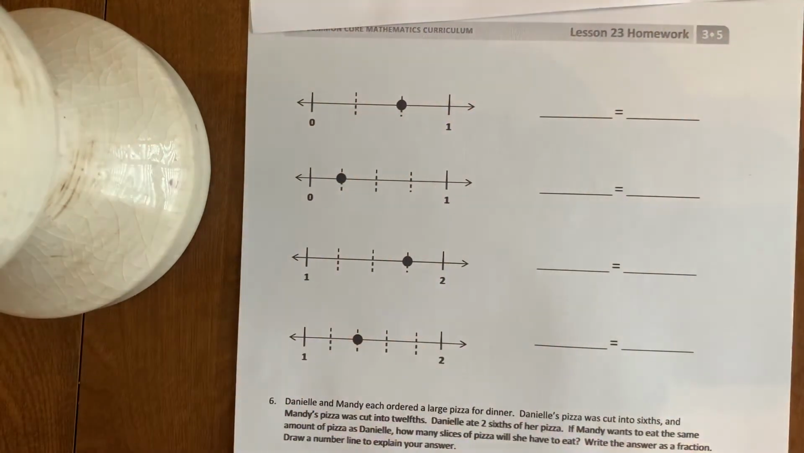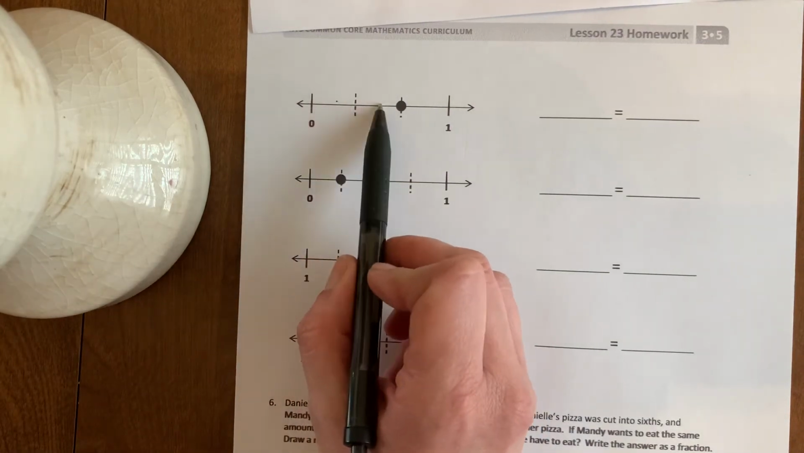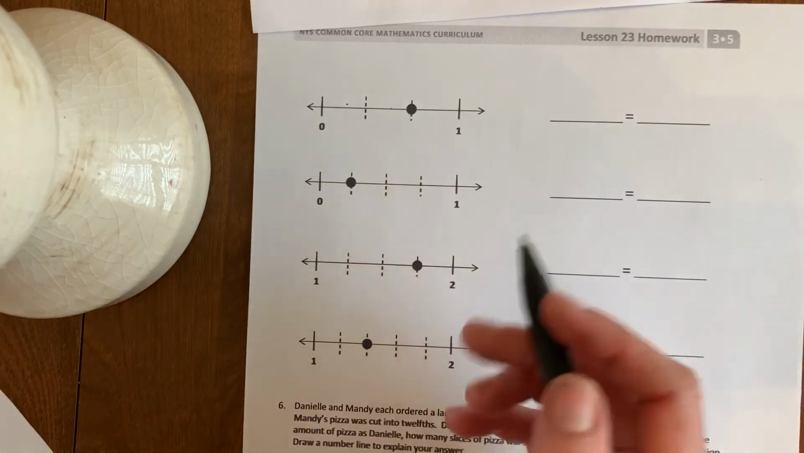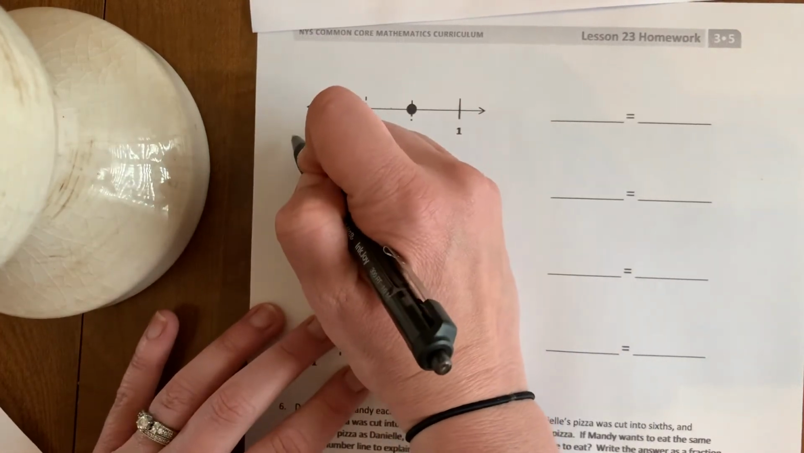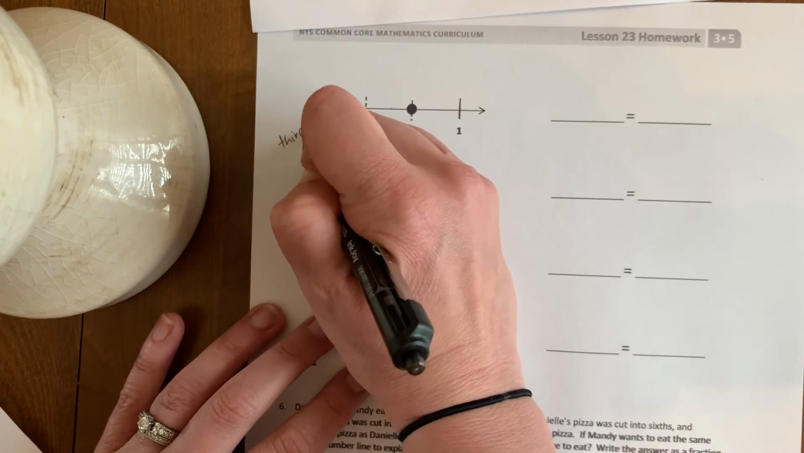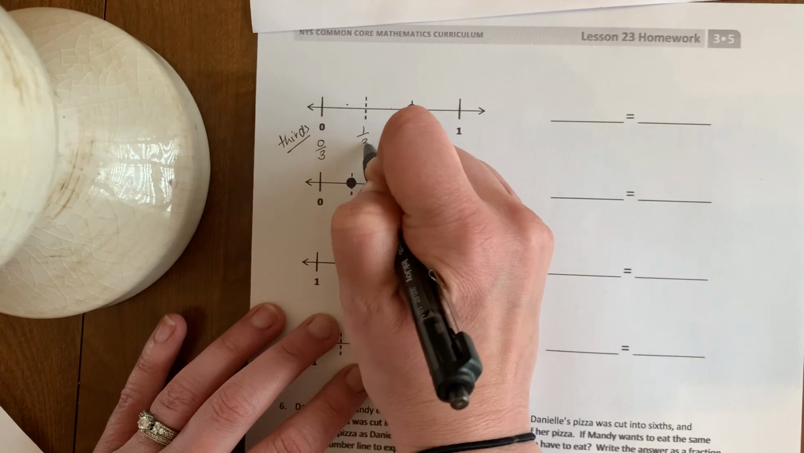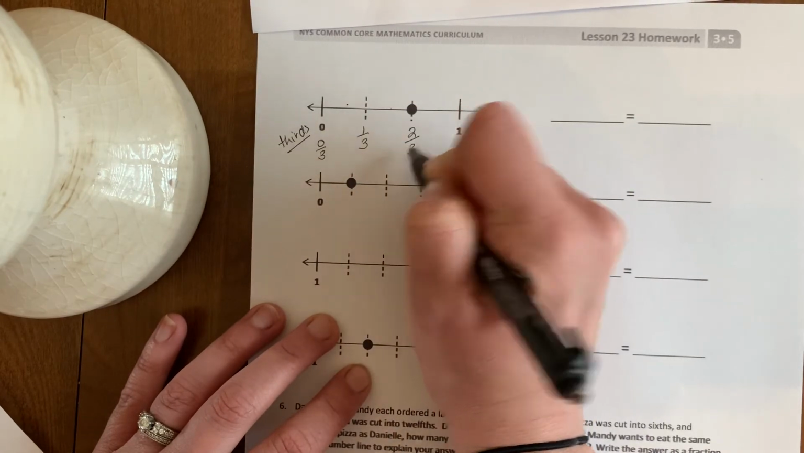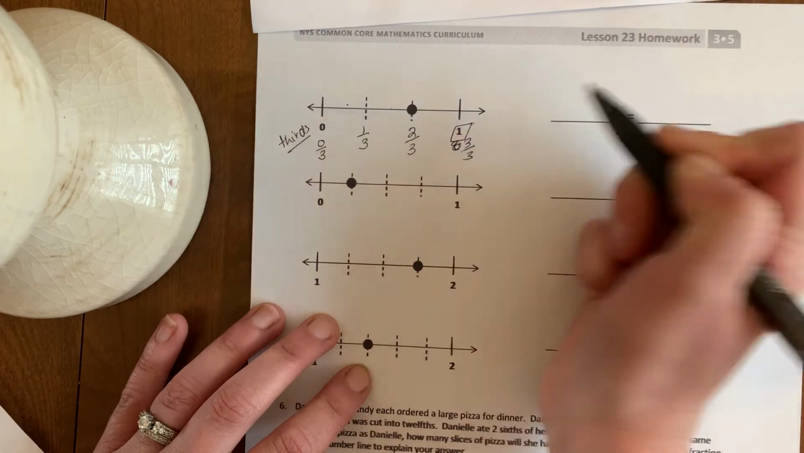So in this case, let's look at thirds in the beginning, because we have here 1, 2, 3 spots. So if I was doing thirds here, I'll put thirds here, it always helps me to write it, it is 0, 1/3, 2/3, and 3/3, which is the same as 1 whole.